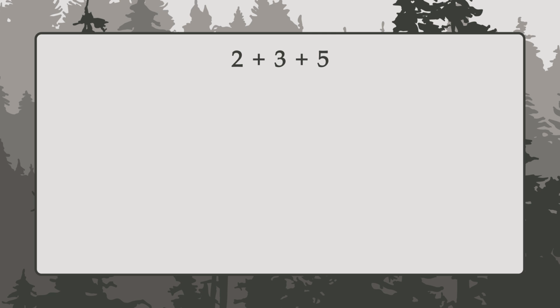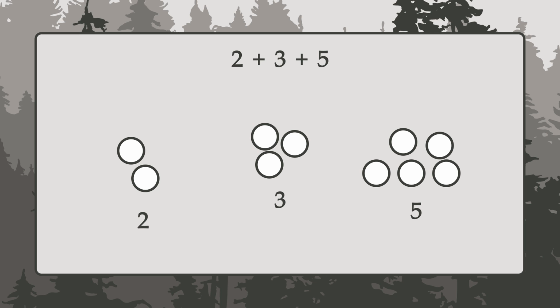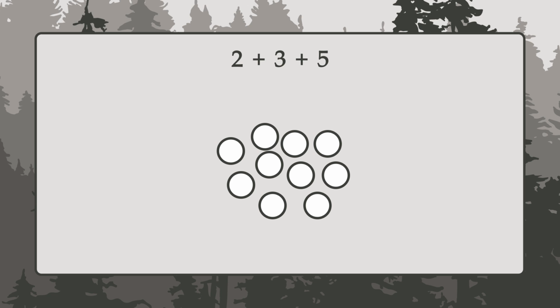If we wanted to add them all at once, we could make three piles of marbles, representing each number. The first pile has two marbles, the next pile has three marbles, and the last pile has five marbles. To add these three numbers together, just combine them all into one pile and count. We see there are 10 marbles altogether.